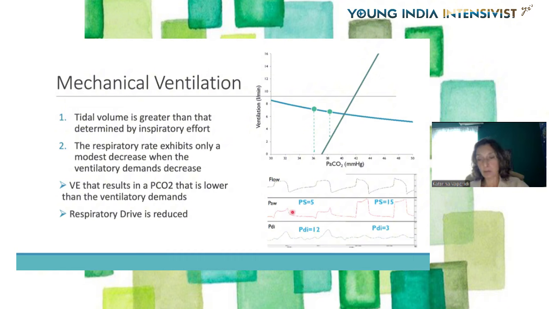This is a recording of one of my patients, and you can see here flow, airway pressure, and transdiaphragmatic pressure, and see how in a few breaths, by increasing pressure support from 5 to 15, the transdiaphragmatic pressure decreased from 12 to 3, just because the ventilatory demands were covered by the mechanical ventilation. So when we provide with a ventilator a minute ventilation that results in a PCO2 that is lower than the ventilatory demands, respiratory drive is reduced.